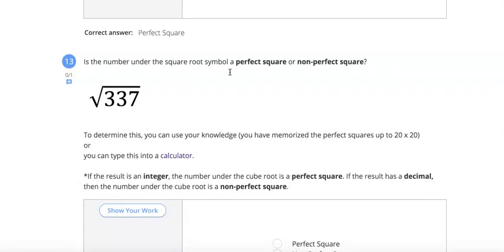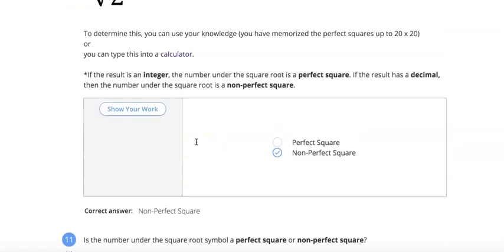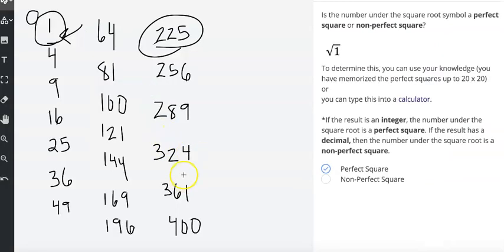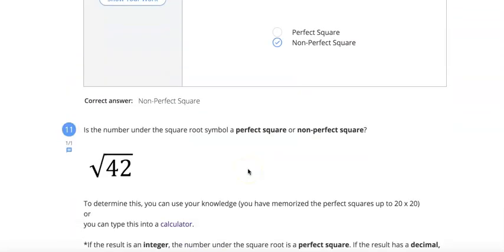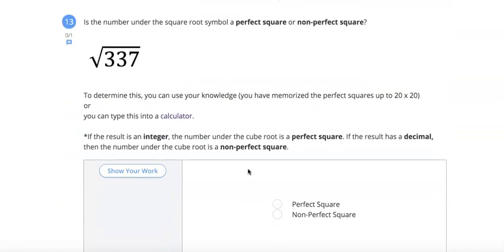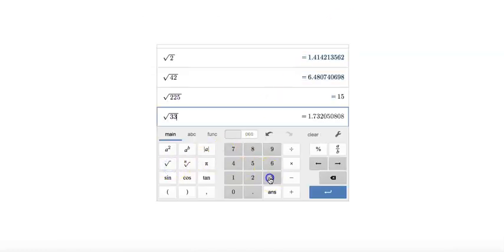Is this number under the square root symbol a perfect square or non-perfect square? Well, think back to our list. 337 would be between 324 and 361, but it is not on our perfect squares list. So 337 is not a perfect square. Sorry, I didn't mean to say 336. So it's a non-perfect square, but just to check our work, the square root of 337 is equal to 18.35755975, and this decimal expansion actually goes on forever and there's no pattern.